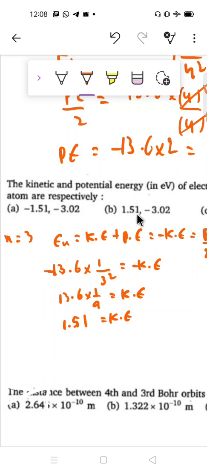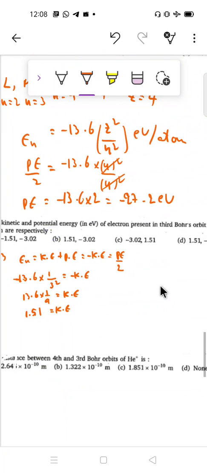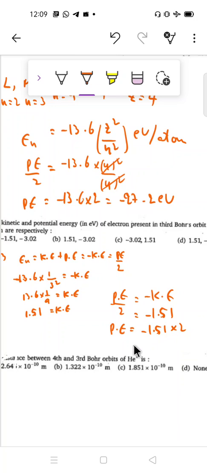Here 1.51 is the kinetic energy. We know the relation Pe by 2, potential energy by 2, is equal to minus Ke. Let us substitute here, minus 1.51. Pe is equal to minus 1.51 into 2, is equal to minus 3.02. So you can get minus 3.02 for the potential energy and 1.51 for the kinetic energy.